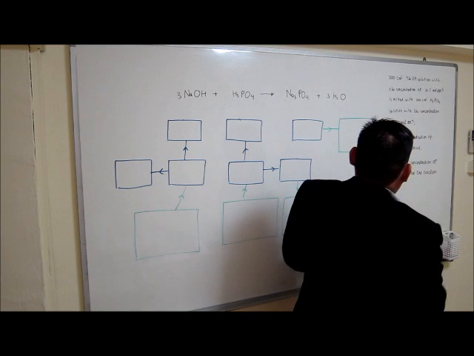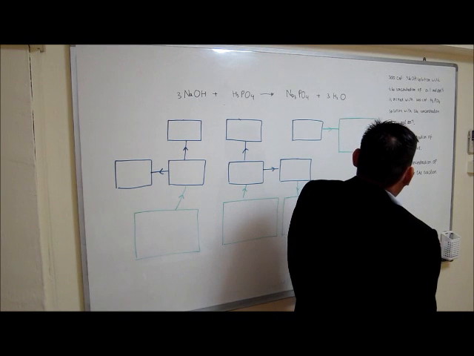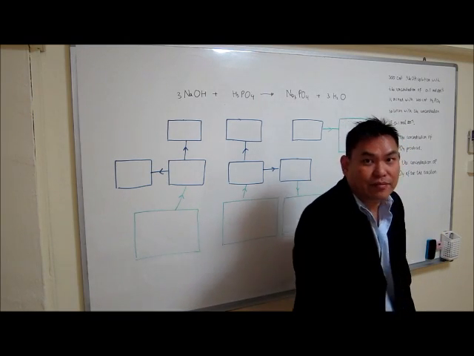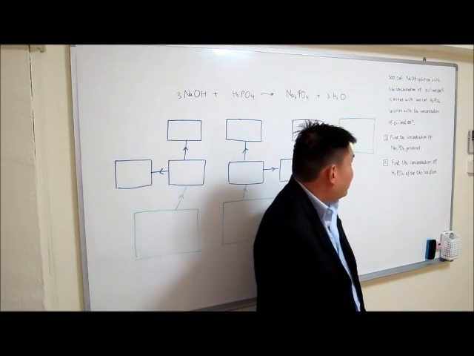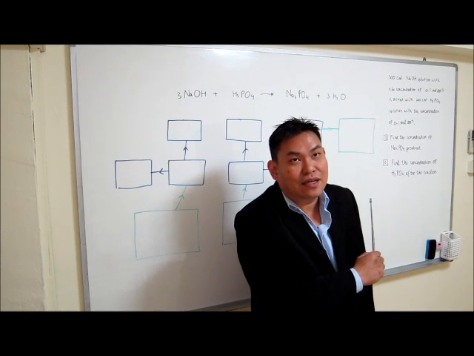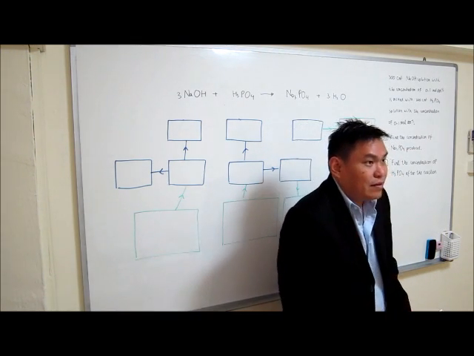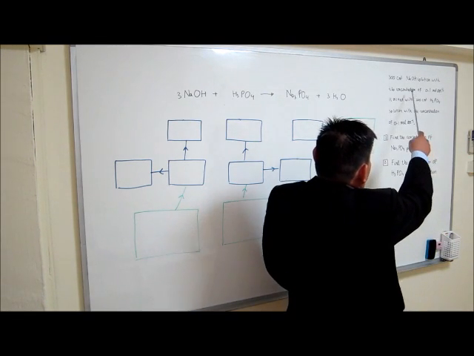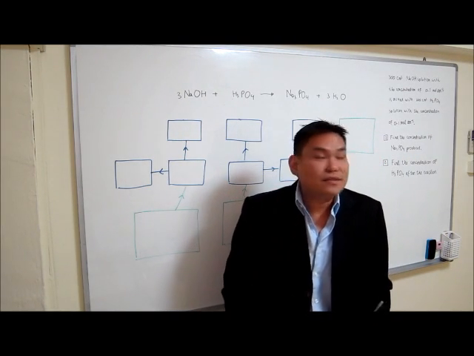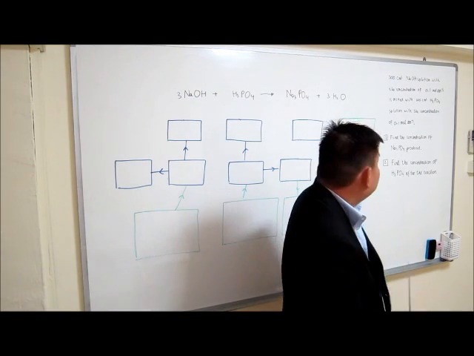300 cm cube of sodium hydroxide solution with a concentration of 0.1 mole per dm cube is mixed with 200 cm cube H3PO4 solution with a concentration of 0.1 mole per dm cube. From this question, you can tell that this type of question is a limiting reagent calculation. Later, we are going to go deeper into that. We are going to know why. But for the time being, if the question gives information about two reactants, it is usually a limiting reagent calculation.